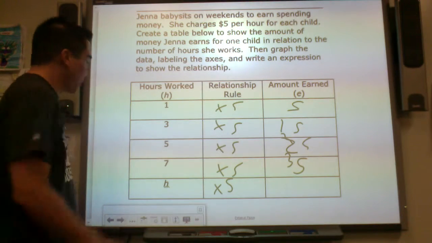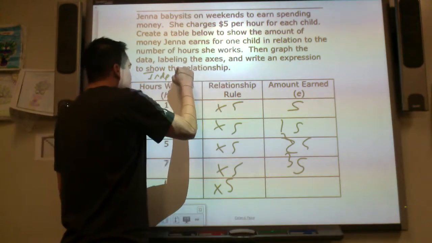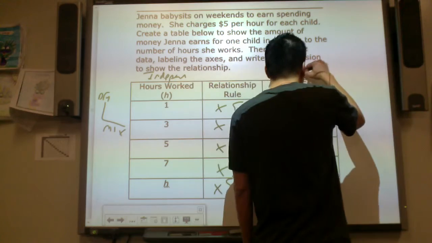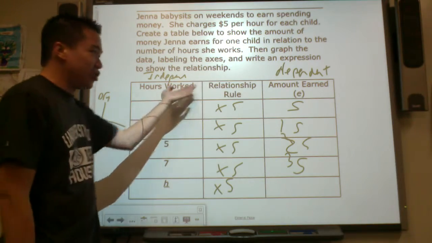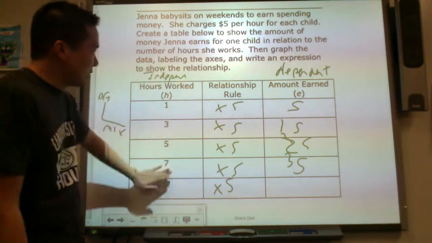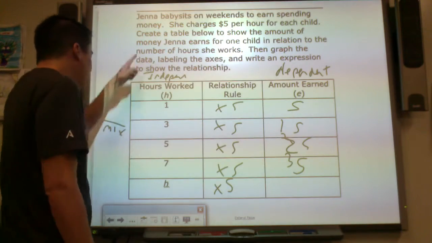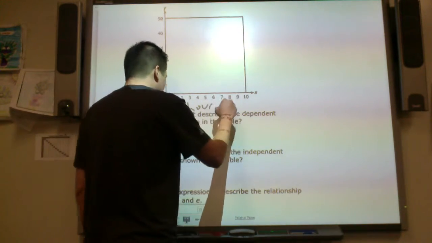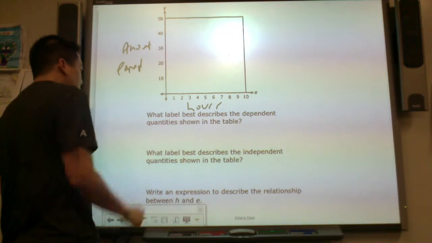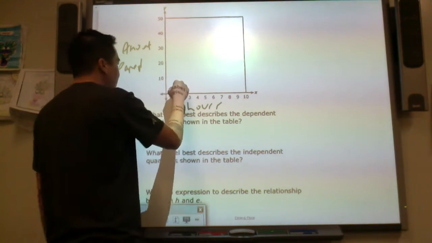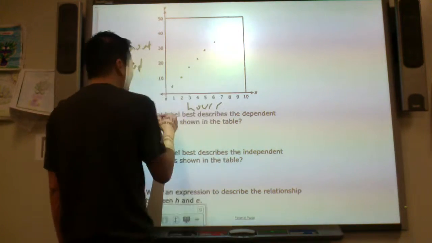I know what you're going to ask me. So before DRY MIX, this is the independent. This is the dependent. As you notice, even though they did not use x and y, they used h and e. But we know that in the table, when you graph, it's point x, y. So let's graph this. Oh, they forgot to label it. So hours right here and amount earned. 1 hour of work is $5. 2 hours of work is $10, 3 hours is 15, 4 is 20, 5 is 25, 6 is 30. 0 hours of work is zero.